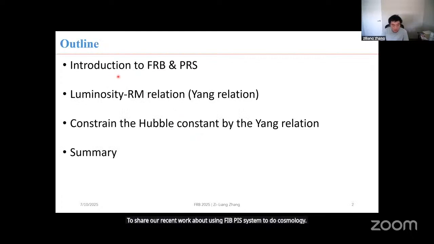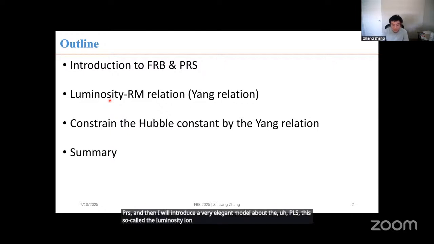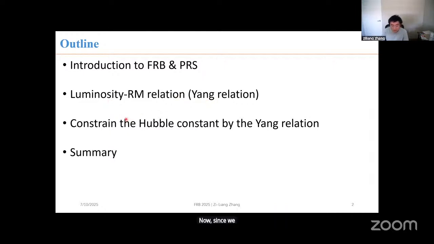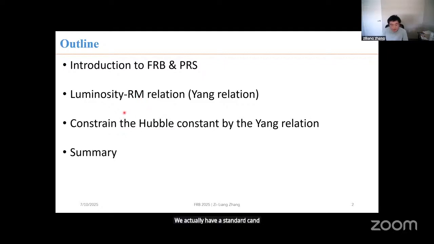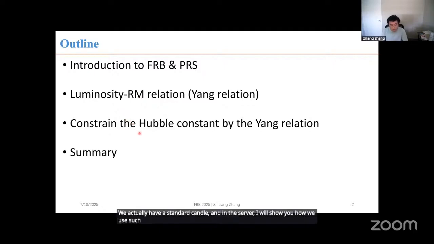Here's the outline of my talk. First, a short summary of PRS, and then I will introduce a very elegant model about the PRS, the so-called luminosity-RM relation, but I would like to call it the Yang relation. Now, since we can obtain the intrinsic luminosity from a direct observable, that is RM, we actually have a standard candle. And in the third part, I will show you how we use such a relation to do cosmology.